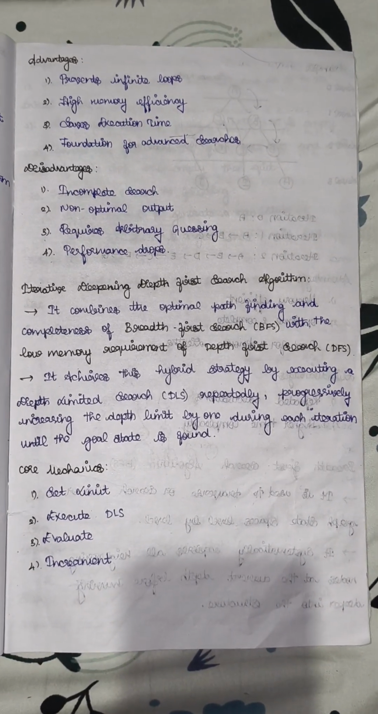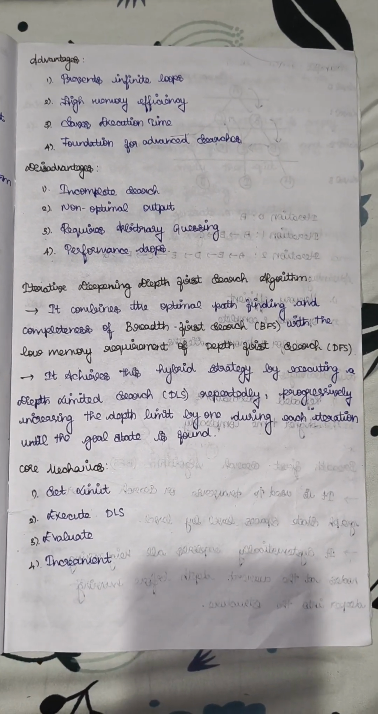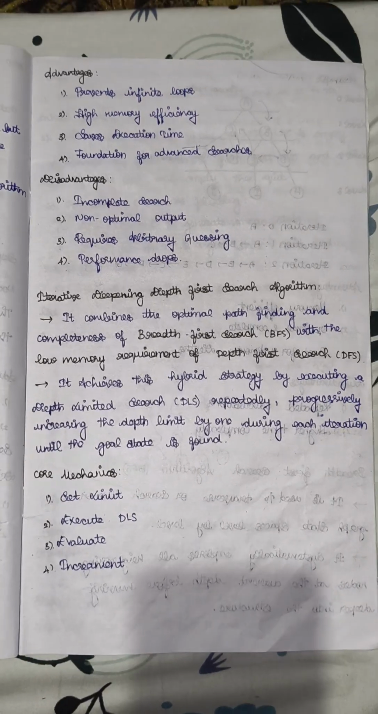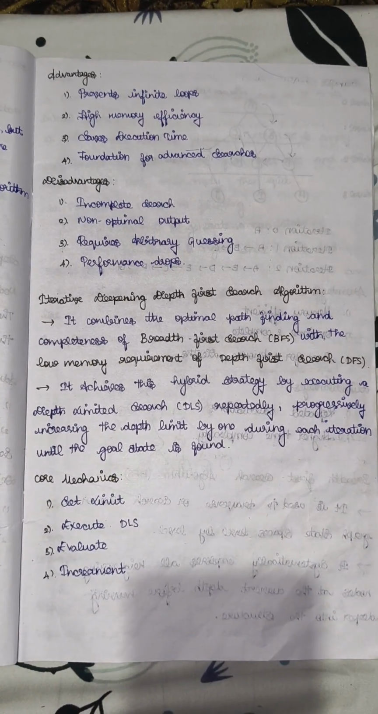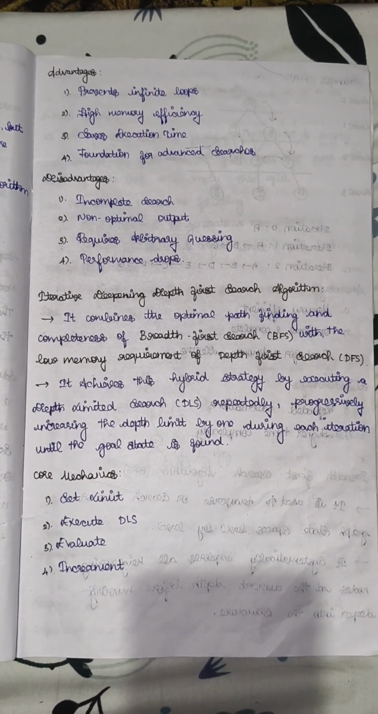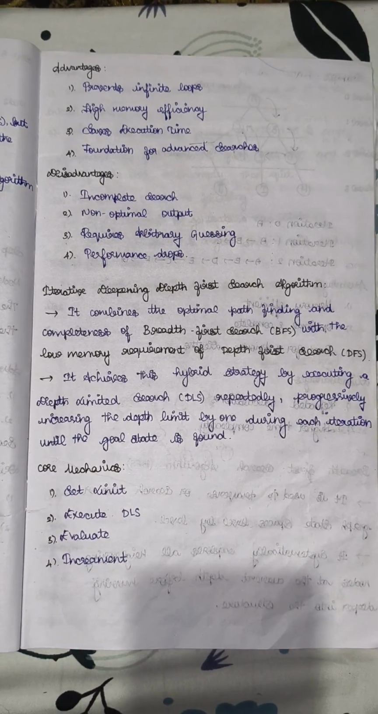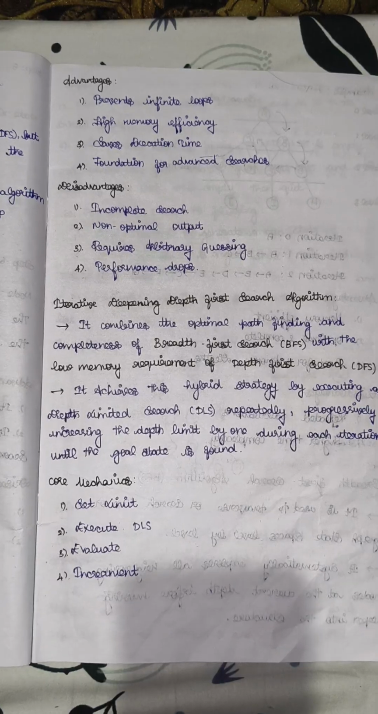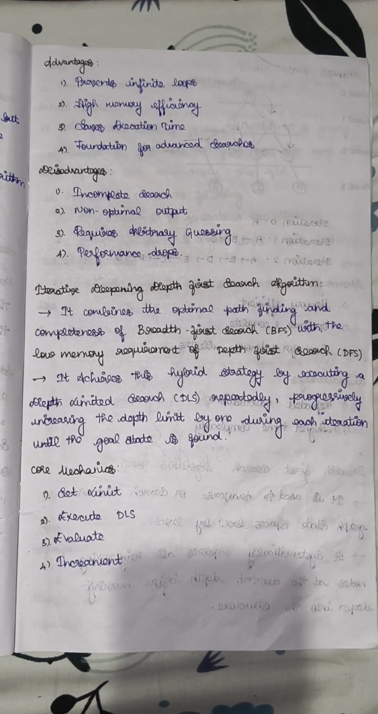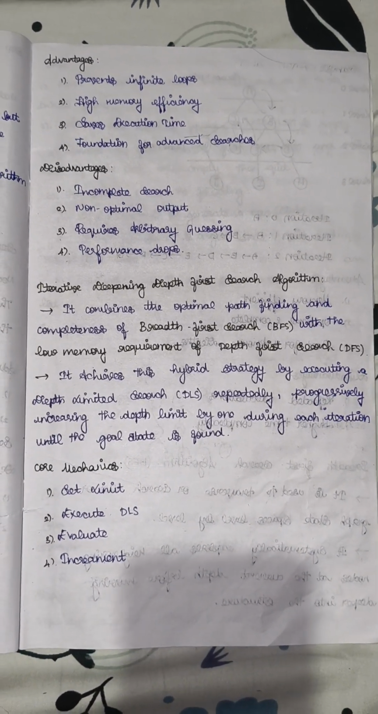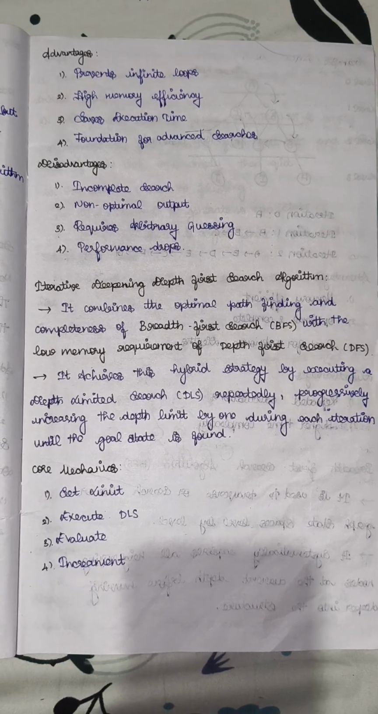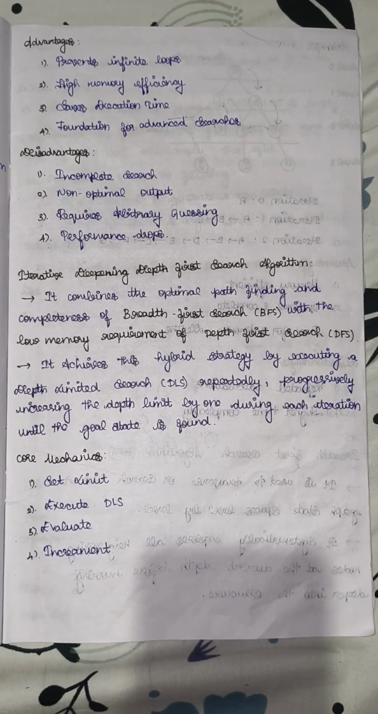In iterative deepening depth first search, we have 4 core mechanics. The first one is set limit, the second is execute the DLS, that is the depth limit search algorithm, after that evaluate, and finally increment the iterations. So here we move with the help of iterations: like level 0, level 1, level 2, we move with iteration 0, iteration 1 and iteration 2.